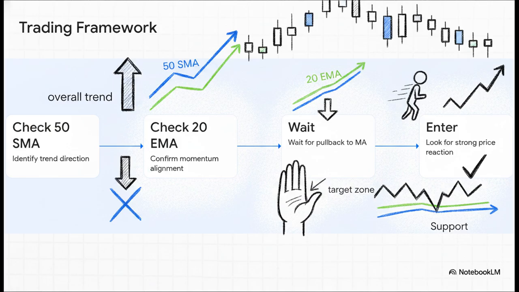Step 3, and listen, this is where almost everyone messes up. Wait patiently for the price to pull back to those moving averages. Do not chase a flying green candle. And finally, step 4, look for a strong price reaction at those lines. We want to see a clear bounce acting as support, and only then do you enter. This sequence keeps you perfectly aligned with the actual market structure.